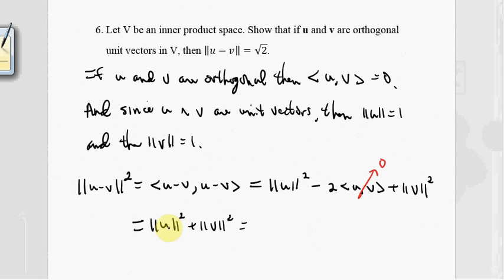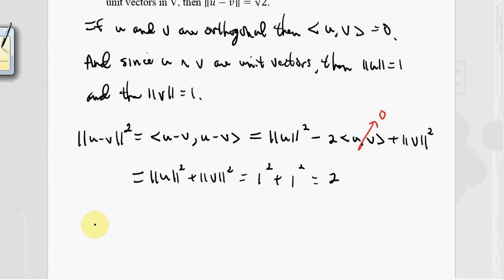So this is equal to the norm of U squared plus the norm of V squared. We said the vectors are unit vectors. So that means that the norm of U is 1, so this is 1 squared, plus the norm of V is 1, so that's 1 squared. I get 2. But you started off with the norm of U minus V squared. That's equal to 2. Take the square root of both sides, you get the answer.